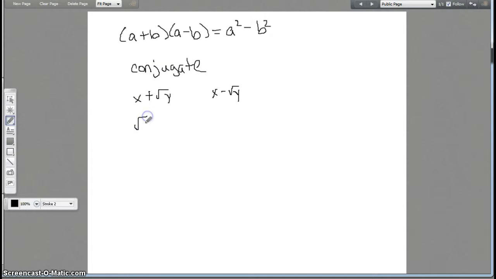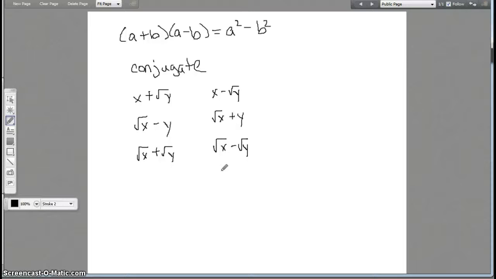If we had square root of x minus y, the conjugate would be square root of x plus y. If we had square root x plus square root y, the conjugate would be square root x minus square root y. So it doesn't matter whether you start with the sum of two terms or with the difference of two terms. If you have the sum of two terms, the conjugate is going to be the difference of those same terms. If you have the difference of two terms, the conjugate is going to be the sum of those same two terms.